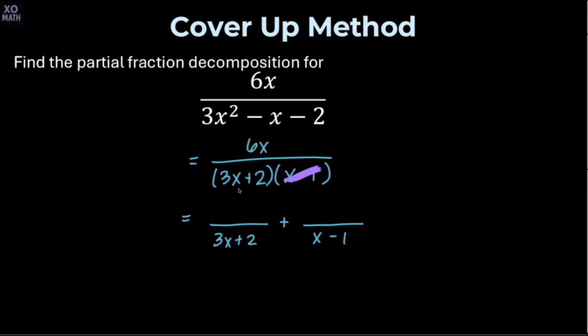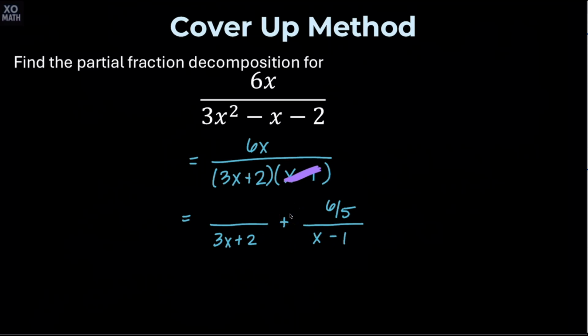Now I am going to go ahead and do that using mental math. I'm not going to show any work here. 6 times 1 is 6, and then 3 times 1 plus 2 is 5. And so we're going to have 6 over 5 as the constant that goes above x minus 1.